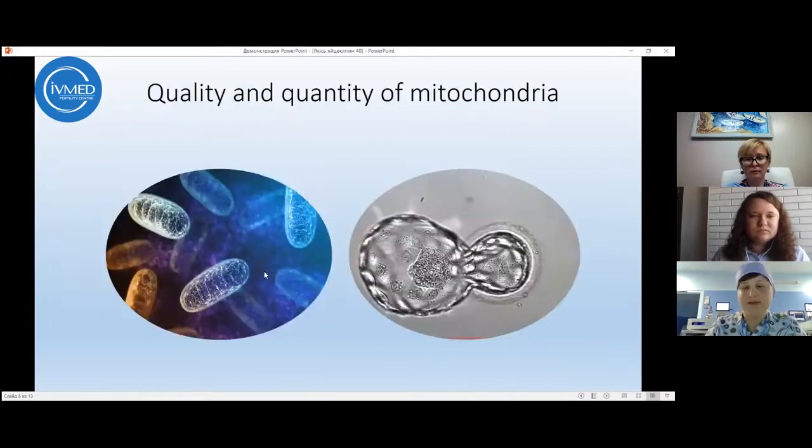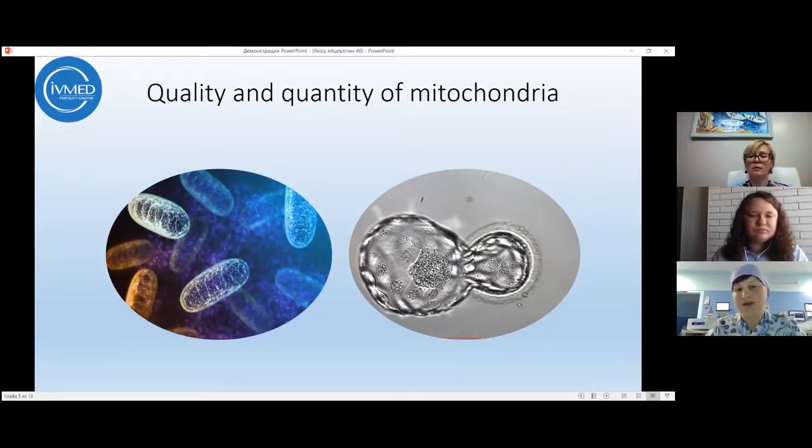And we also have the metabolic part of these factors. The most important is how organelles such as mitochondria work in the embryo. Mitochondria are a very autonomous organelle in cells. They produce a lot of energy. The embryo uses this energy for cell division, for growing, or even for hatching from the zona pellucida. So the embryo needs a lot of energy.